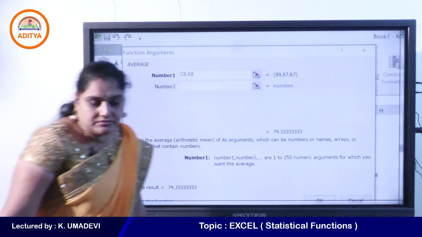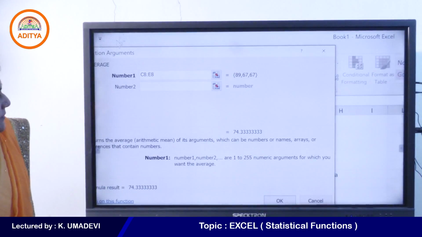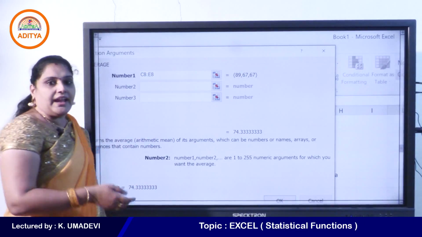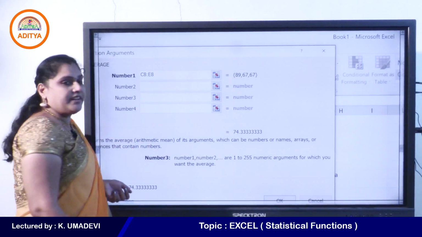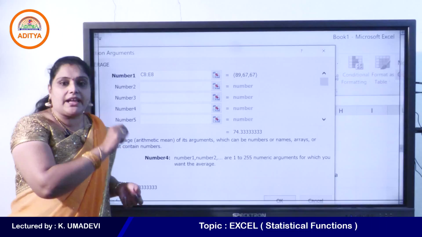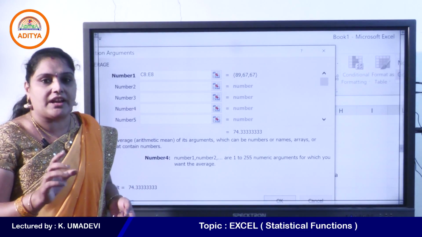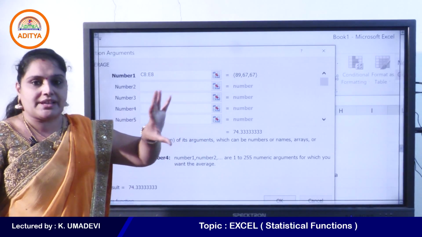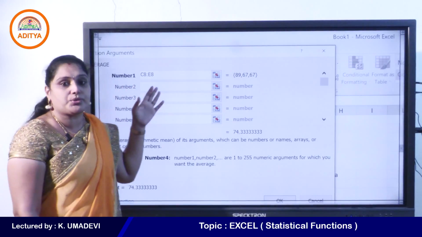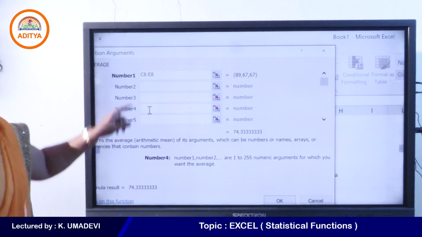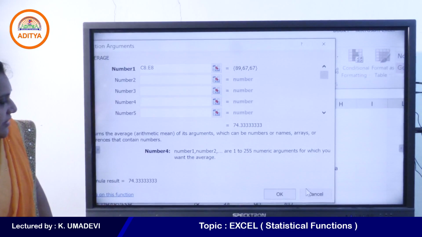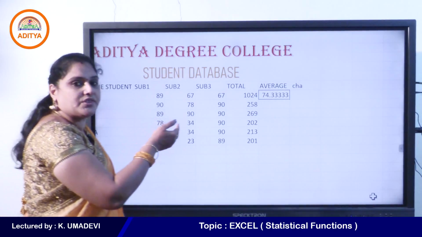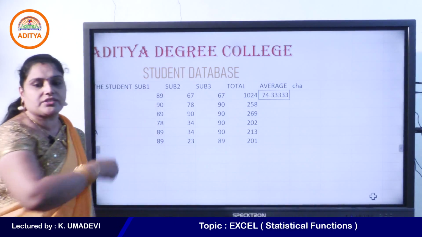Then click on OK. If you want to enter more values, simply you can enter the value in the second argument. And then the number 3 is displayed here, and number 4, number 5. Like this you can enter as many values or arguments as you want. Now I want to calculate the average for the 3 subjects that are contained in C8 to E8. Here it represents the range, okay students, and then click on OK. See, 74.333 is the result of the average function.